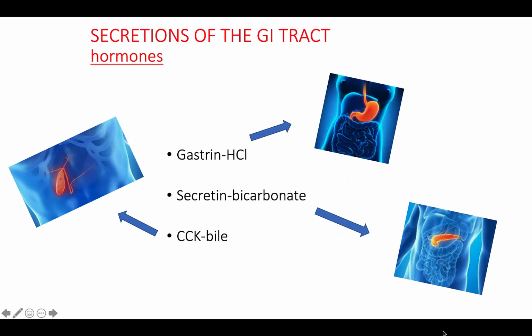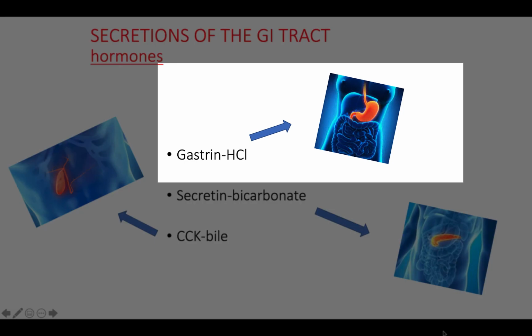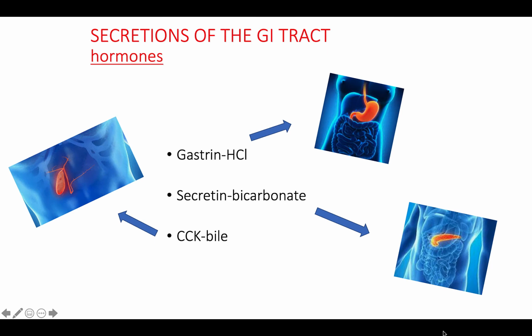Other secretions include hormones. We have gastrin, which is produced in the stomach and tells the cells in the stomach to produce hydrochloric acid, which is one of the secretions that's involved in denaturing or beginning the digestion of proteins. We have secretin that tells the pancreas to release bicarbonate, and this bicarbonate is used to neutralize the acidic chyme that has come over from the stomach.